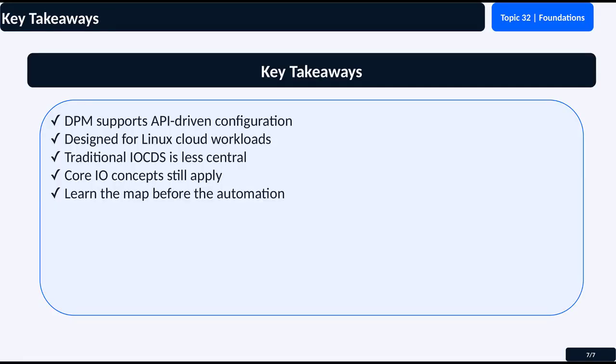DPM is an alternative operating mode that supports dynamic, API-driven Z configuration. It is especially relevant for Linux and cloud-style deployments. Traditional I/O CDS knowledge still matters because the same core ideas continue underneath. For a beginner, the practical lesson is to master the traditional model first, then treat DPM as a different interface over many of the same architectural building blocks.